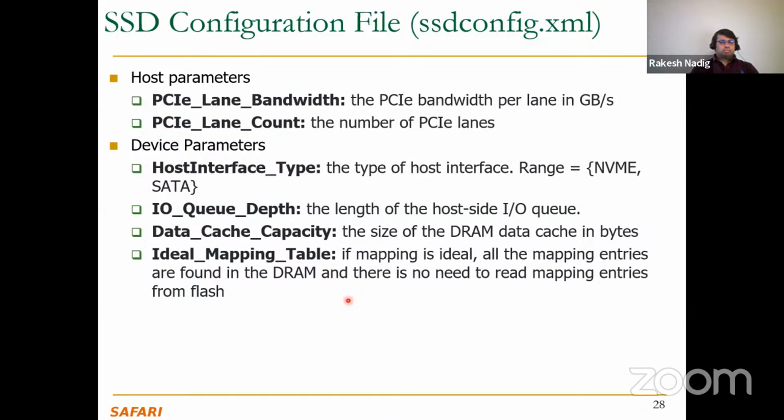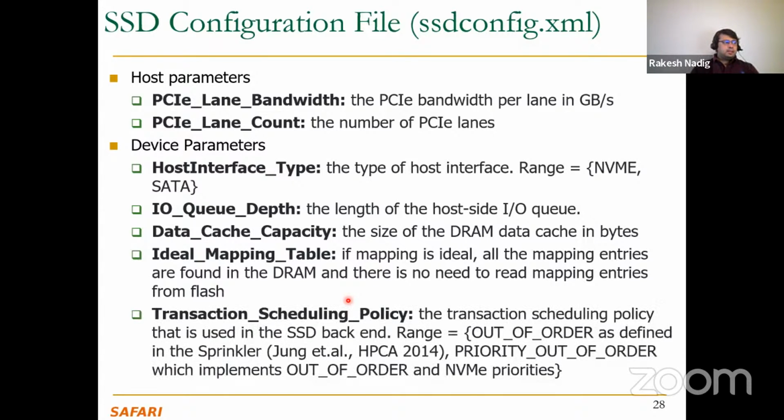And if there is any entry missing in the cached mapping table, then it has to go to the backend to fetch the mapping table entry. Then we have the transaction scheduling policy, which is the scheduling policy to send the request to the backend.